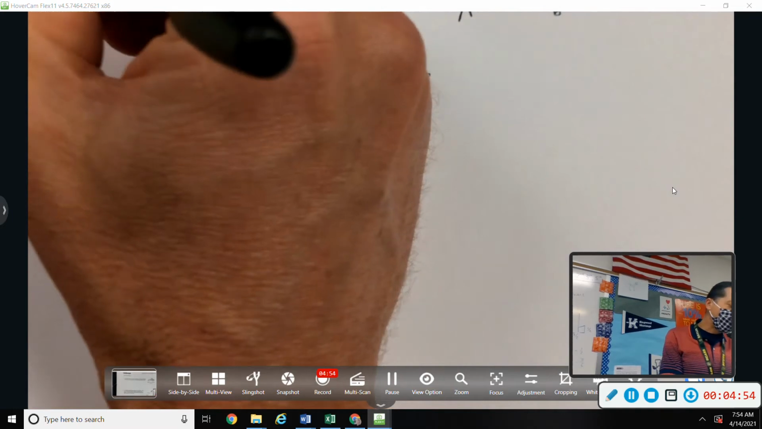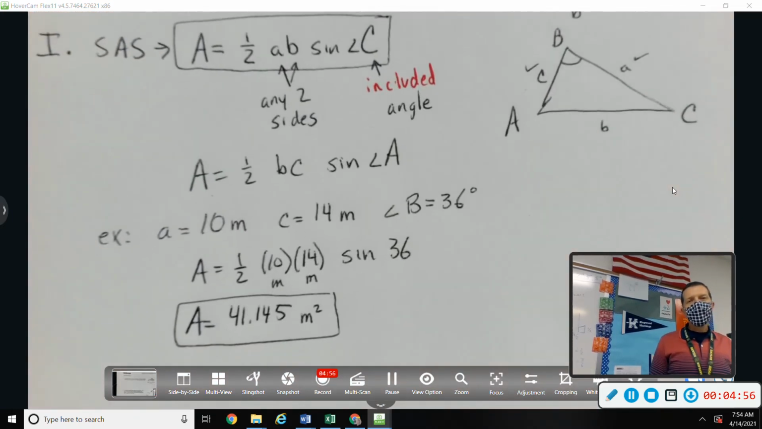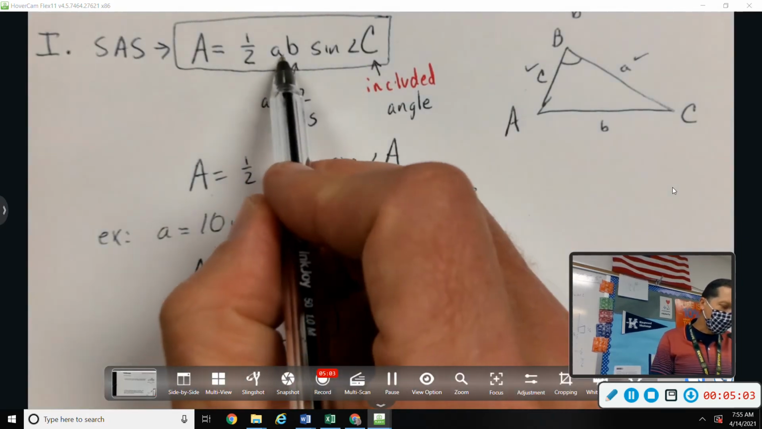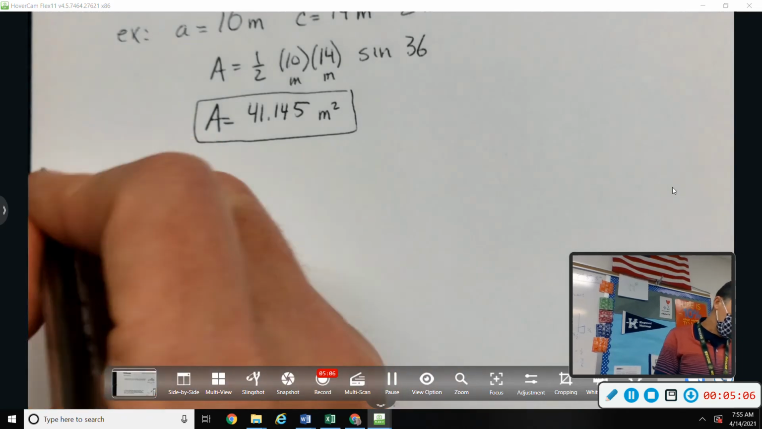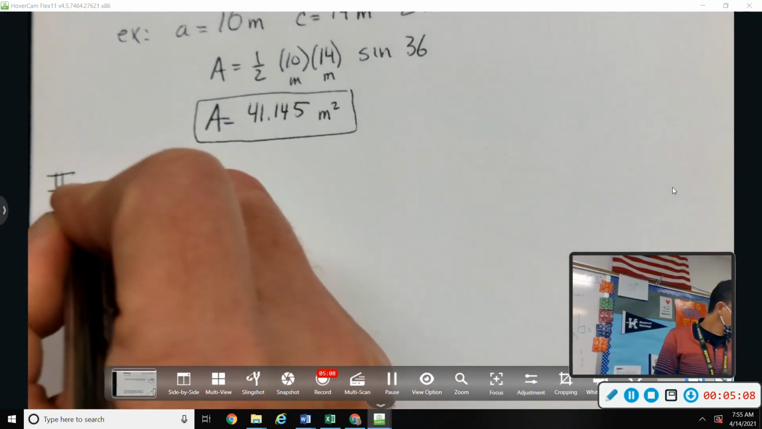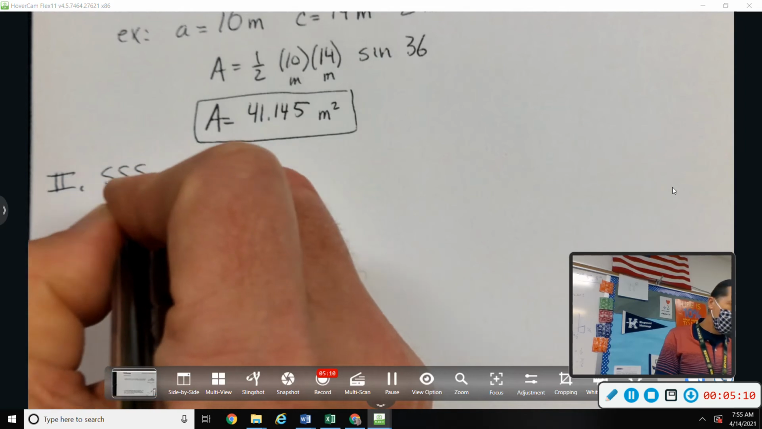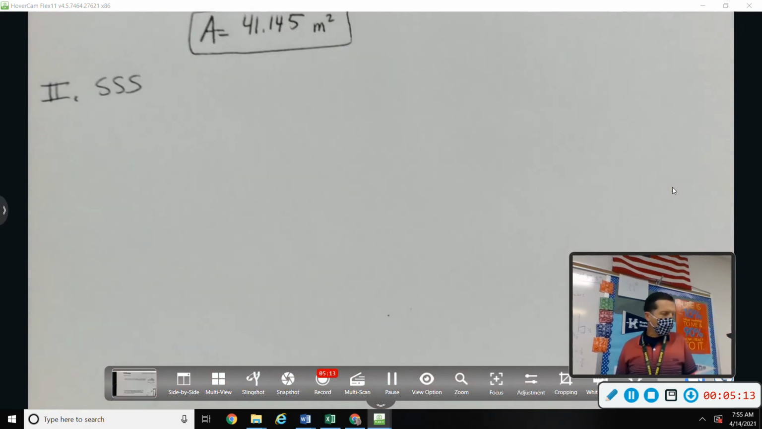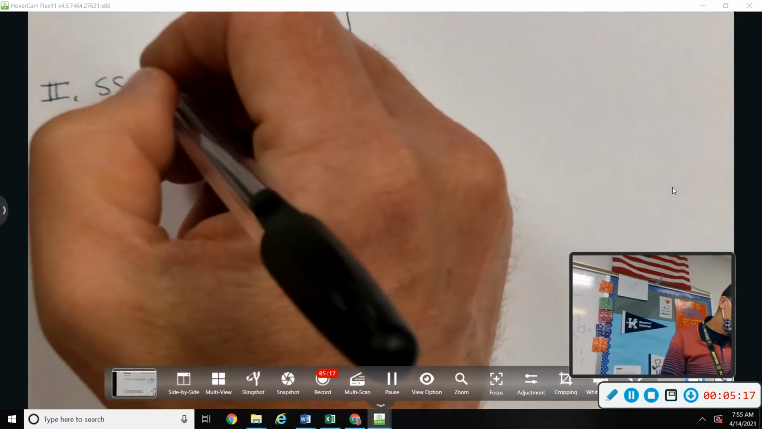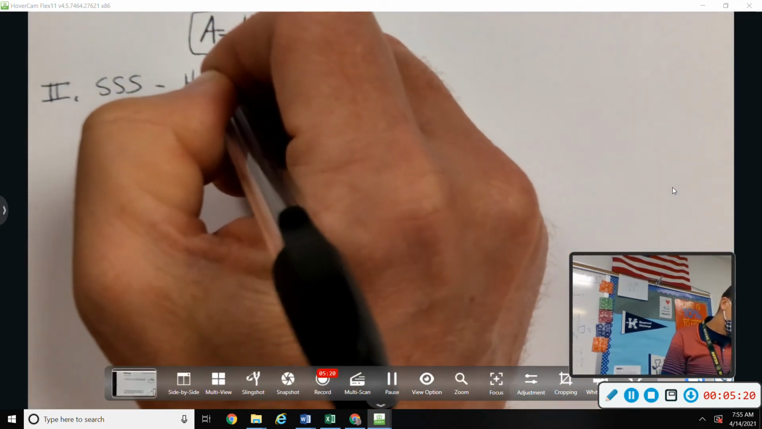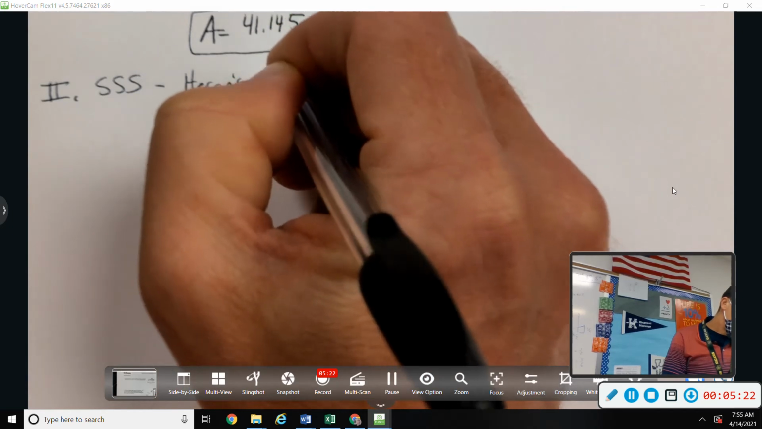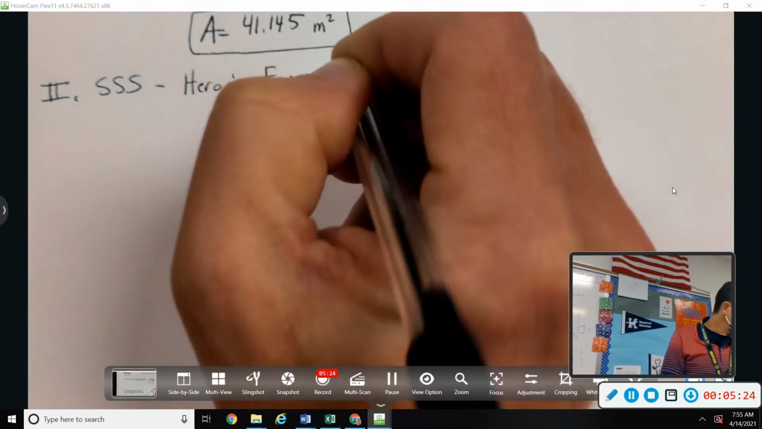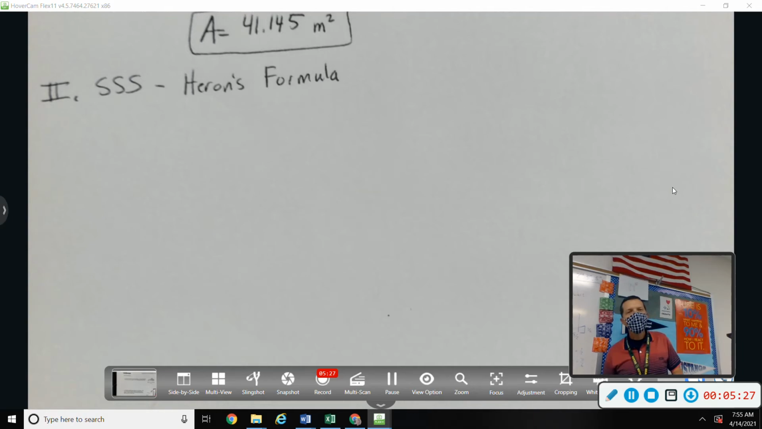Alright, so that's the SAS formula. 1/2 AB sine C. Again, it's an open note test, so you don't have to memorize it. You just need to understand that it's any two sides and the included angle. Second new formula for area is if you have side, side, side. And this is Heron's formula. So Heron gets credit for this.